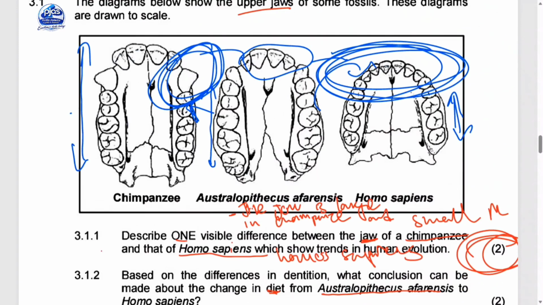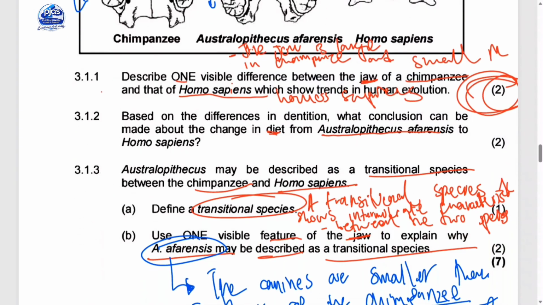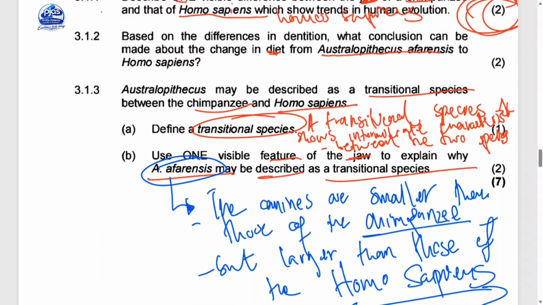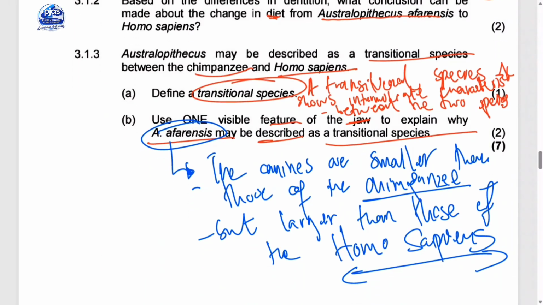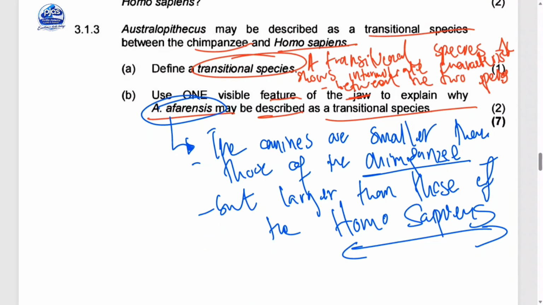And also, you can mention about what? The size of the jaw. We say that now, A. afarensis, the jaw is smaller than that of the chimpanzee. But it is larger than that of the Homo sapiens. So those are the things that you can check. Because this thing, it is what? A transitional species. That is why.